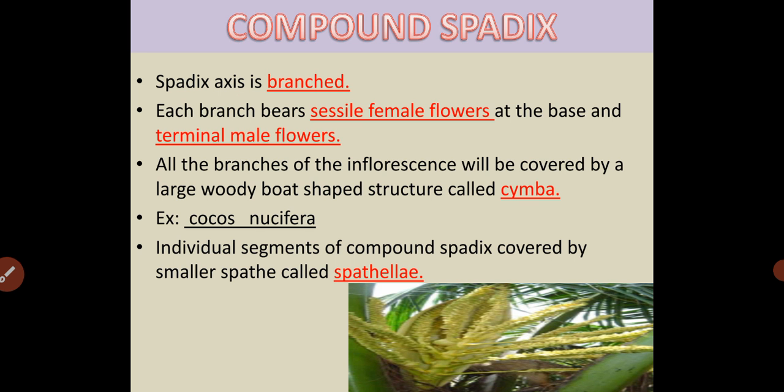Compound spadix is similar to the spadix, but here the axis is branched, which bears sessile female flowers at the base and terminal male flowers. All the branches of the inflorescence will be covered by a large woody boat-shaped structure, and it is called the cymba, as seen in the case of Cocos nucifera. If the individual segments of the compound spadix are covered by a smaller spathe, then it is called the spathel.